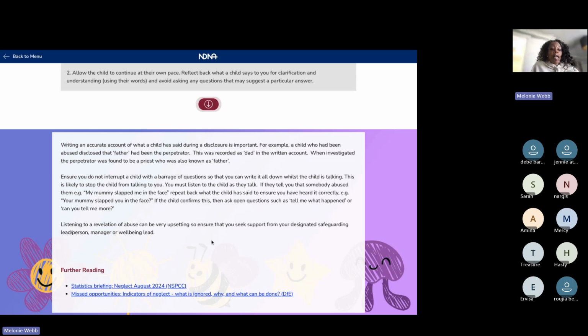manager or wellbeing lead. So if you do need support, or you've reported something, or you're experiencing something, make sure you go to your designated safeguarding lead, me as your manager, or Amina as our wellbeing lead.